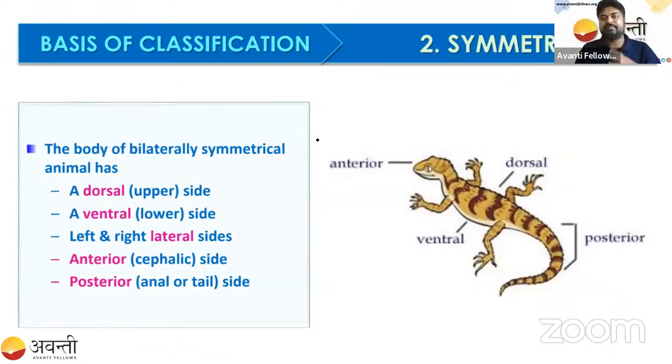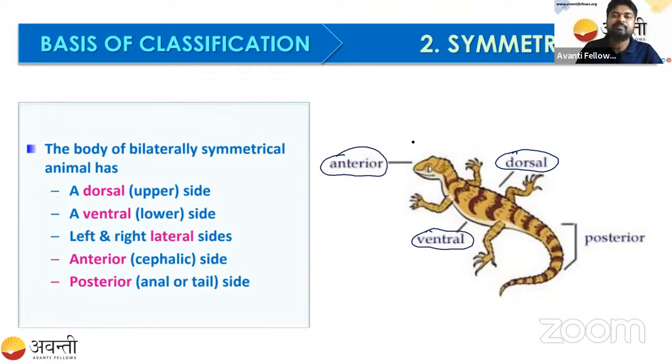Again, there is some more information regarding symmetry. Here you can see what is meant by dorsal, ventral, anterior and posterior. This upper side is known as the dorsal part, and the lower side is known as the ventral part. Anterior is the mouth side part, and posterior is the tail side part. In humans, the portion where our eyes and face are situated is the ventral part, and this portion is the dorsal part. These are important for the basis of classification.